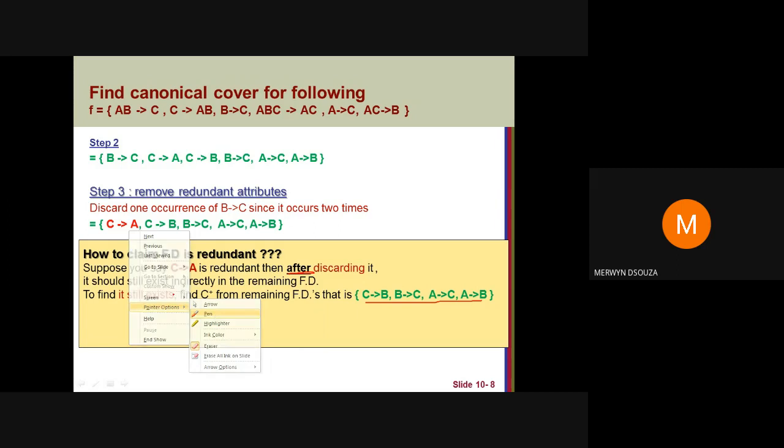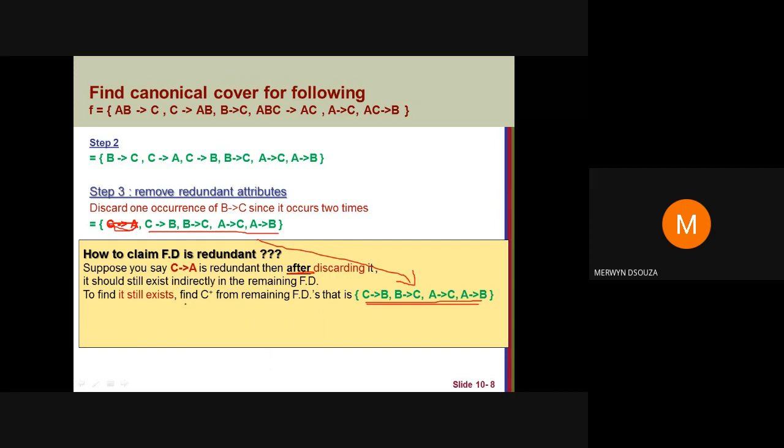So when you remove C determines A, it should still be present indirectly in the remaining functional dependencies. Okay, the same ones I've written here. So to find that it exists indirectly, you need to find the C closure from these functional dependencies.